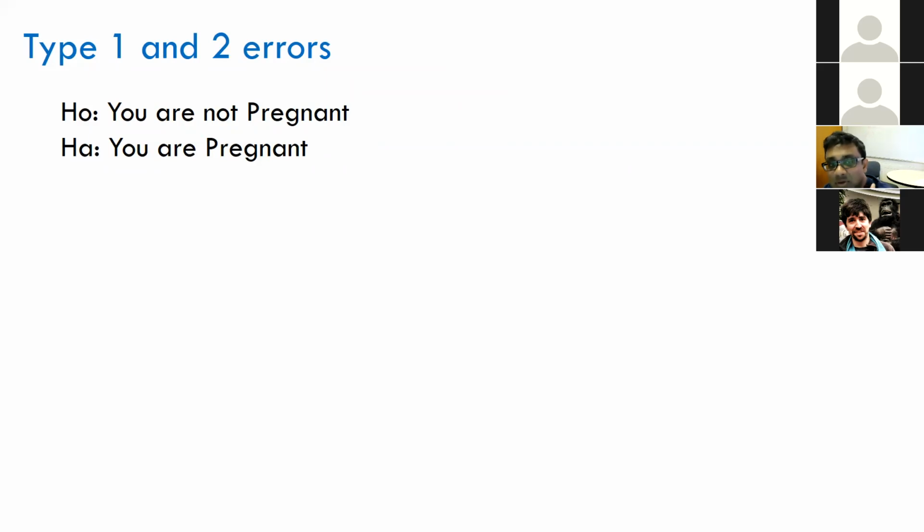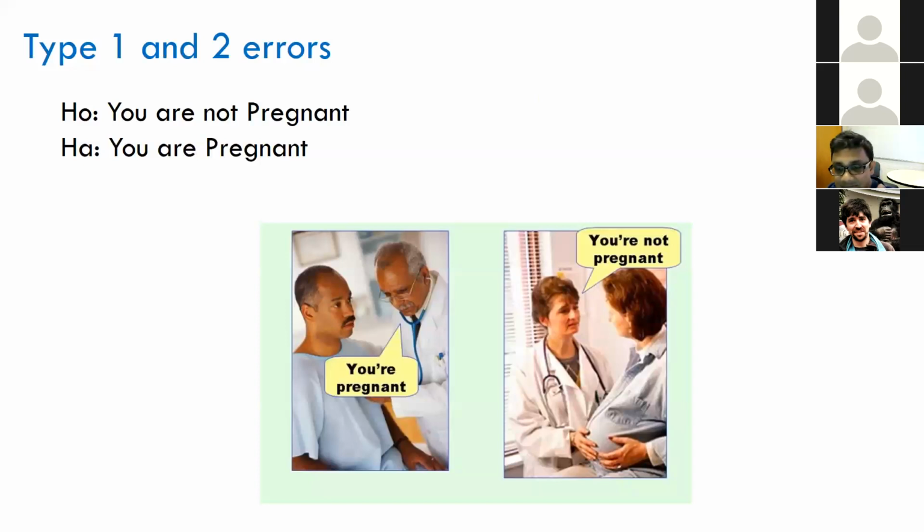Why is this really important? Because it makes a huge difference. For example, which one is a type 1 error, and which one is a type 2 error? The doctor made a decision based on the test results.